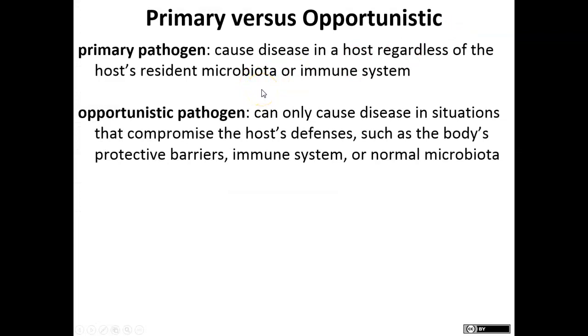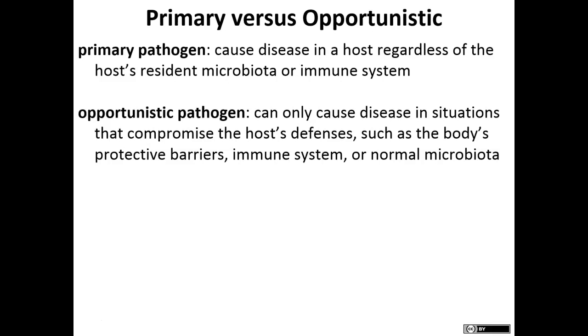Then we look at what is a primary pathogen versus an opportunistic pathogen. A primary pathogen is one that causes a disease in a host, regardless of the host's resident microbes or the host immune system. So a primary pathogen causes a disease. If you are a healthy individual and you get sick with some disease, it's a primary pathogen that causes that disease.